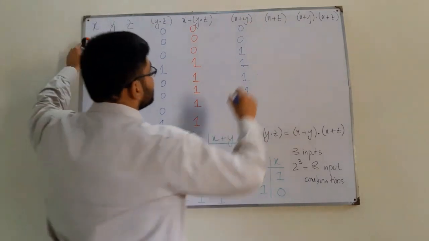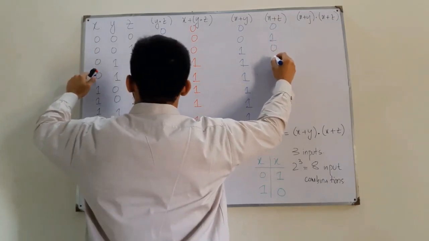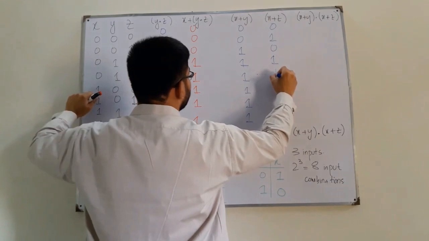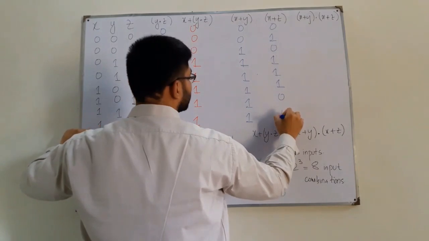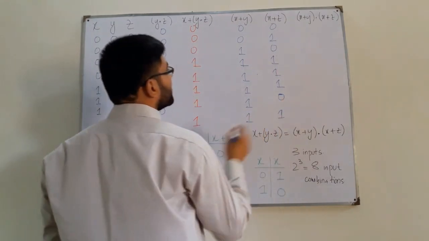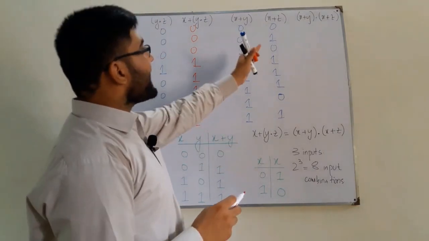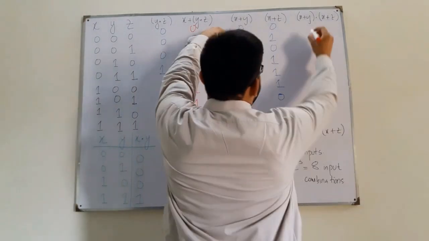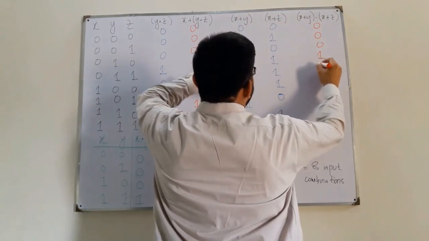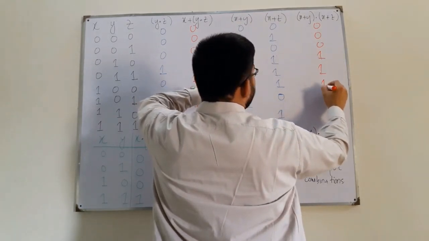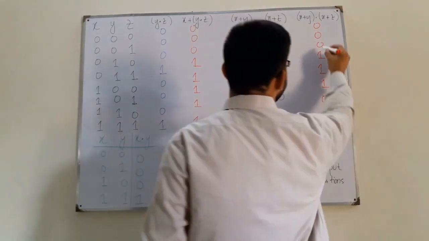Now x OR with z. So 0 0 is 0, 0 1 is 1, 0 0 is 0, 0 1 is 1, 1 0 is 1, 1 1 is 1, 1 0 is 0, and 1 1 is again 1. You people cross check it, okay? The next, the final, is the AND operation, which is the right hand side. So 0 0 is a 0, 0 1 is a 0, 1 0 is a 0, 1 1 is a 1, 1 1 is a 1, 1 1 is again a 1, 1 0 is a 0, and 1 1 is again a 1. So this is the right hand side.